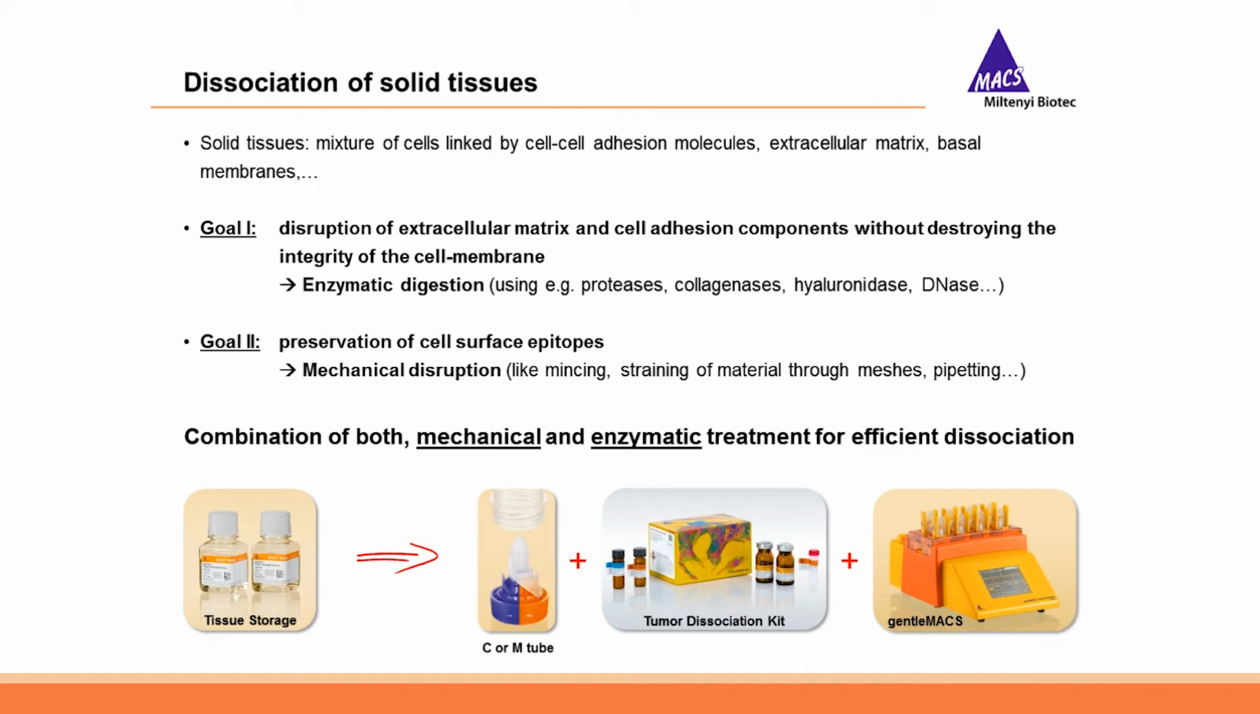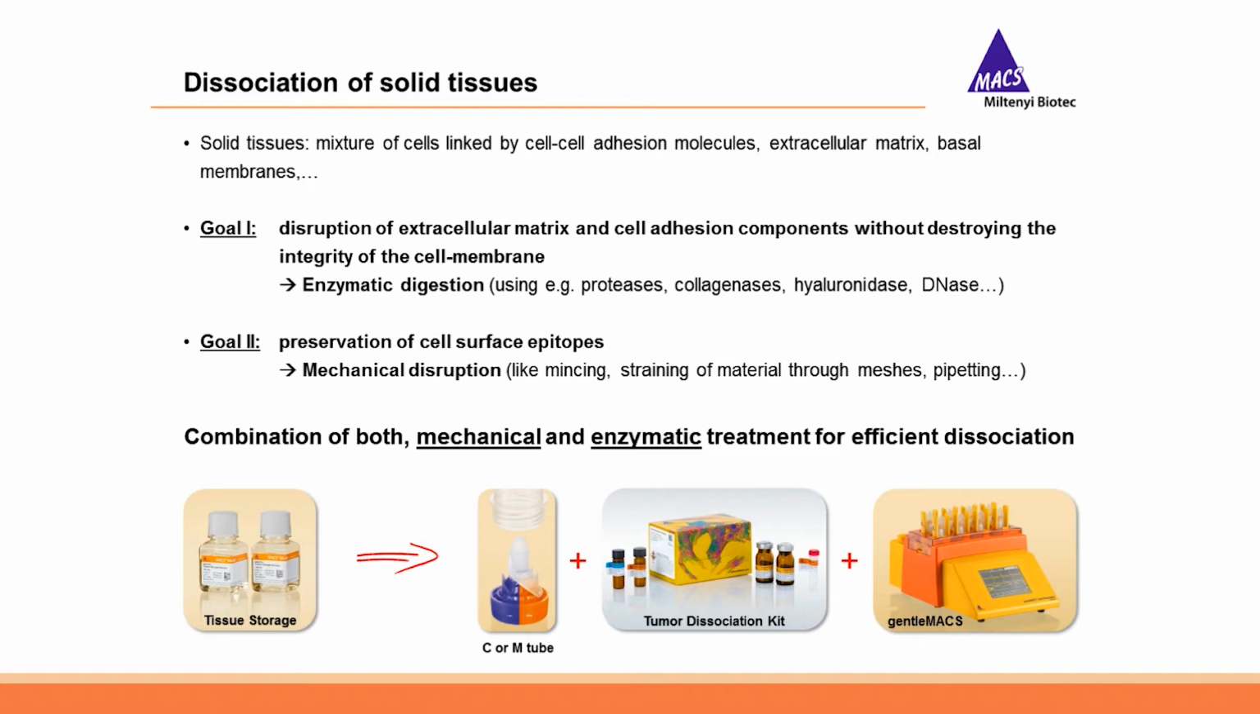However, there's also a second goal that is not so obvious and not considered during many dissociation procedures, and that is that you might want to preserve your cell surface epitopes. For example, if you want to isolate your cell type of choice based on cell surface markers, you want to do flow analysis. But even if you want to do functional analysis and you need the cell surface receptors, such as the growth factor receptors, intact, then of course mechanical disruption is the way to go. However, a combination of both mechanical and enzymatic treatment is usually optimal for efficient dissociation.